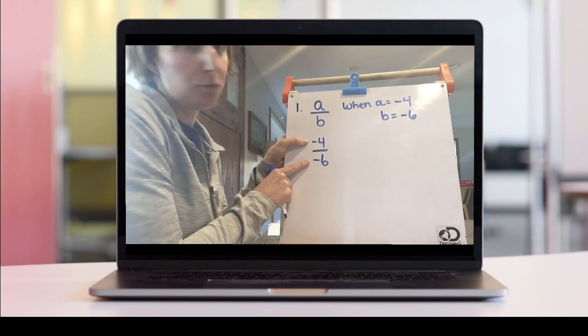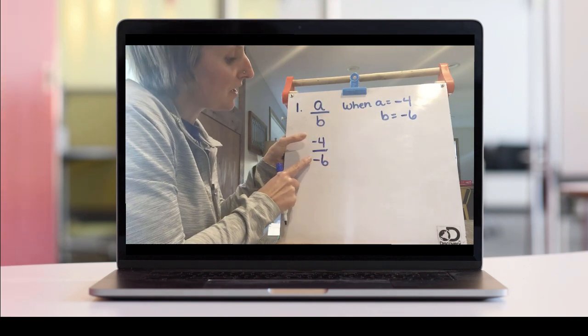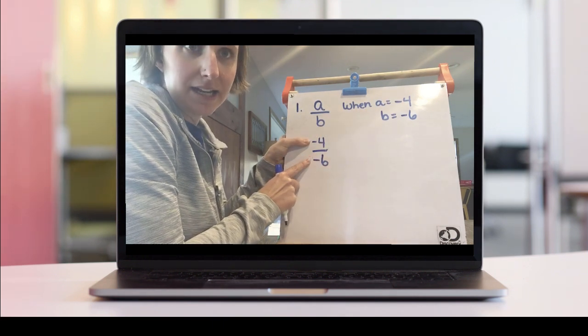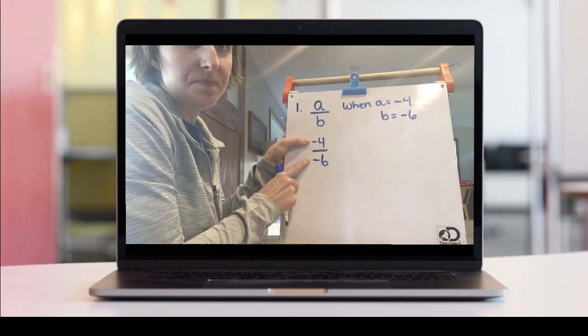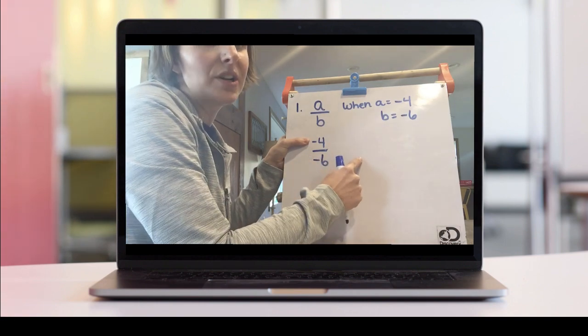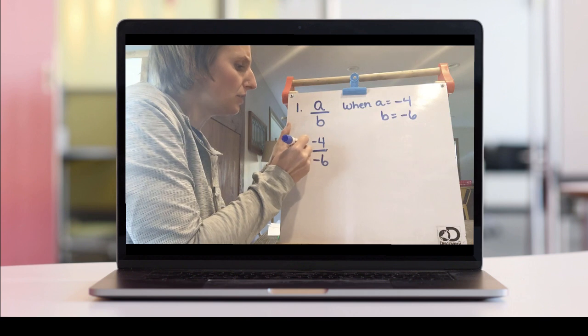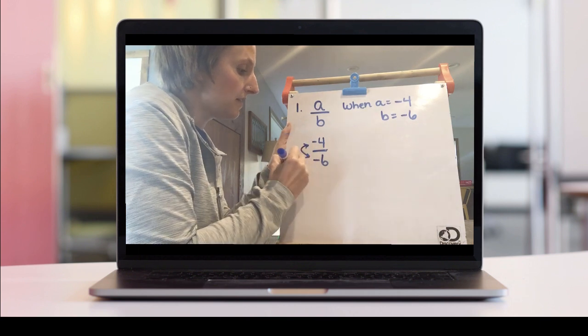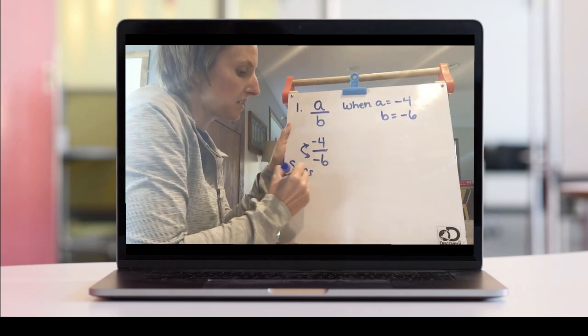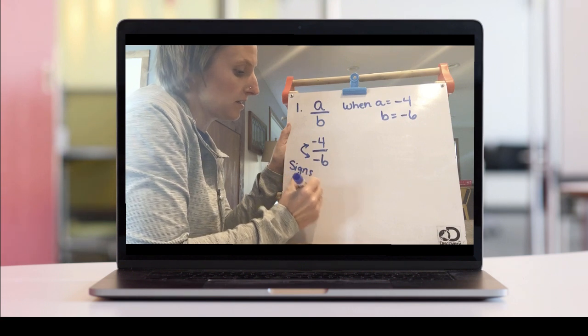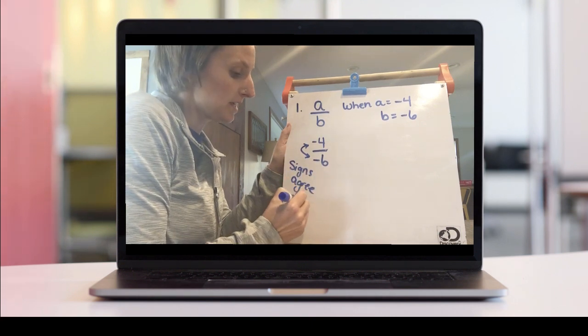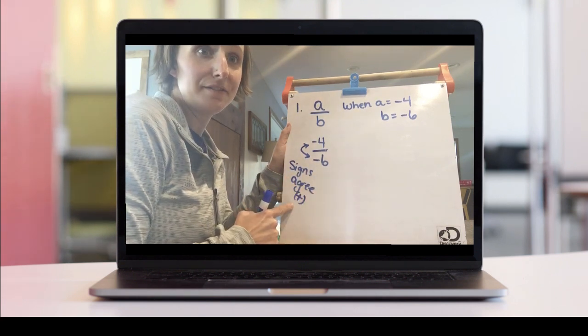Now I want you to look, before we go any further and simplify. A negative divided by a negative. Do the signs agree? Then our ending answer is going to be positive. Let's do a little note in our notes about this. The signs agree. Right? So it's going to be positive.